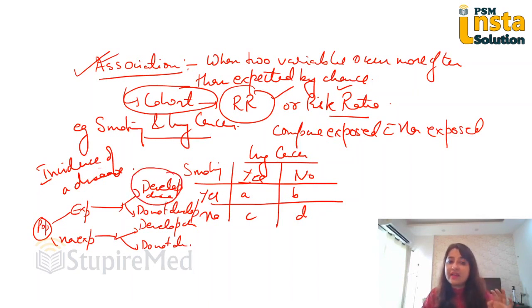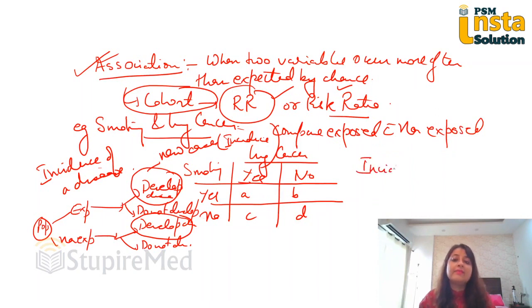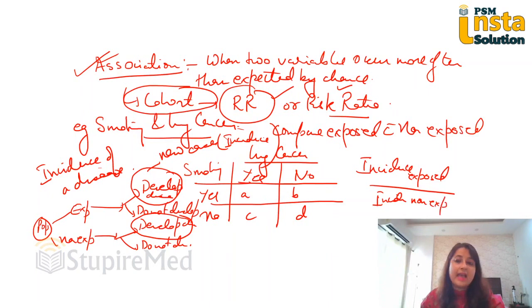So what is this "developed the disease" that you're trying to find out in exposed and non-exposed? This indicates new cases. And what is new cases? Nothing but incidence of a disease. So in a cohort study design, what are we doing? We are comparing the incidence of disease among exposed with the incidence of disease among non-exposed. And this comparison is nothing but relative risk.